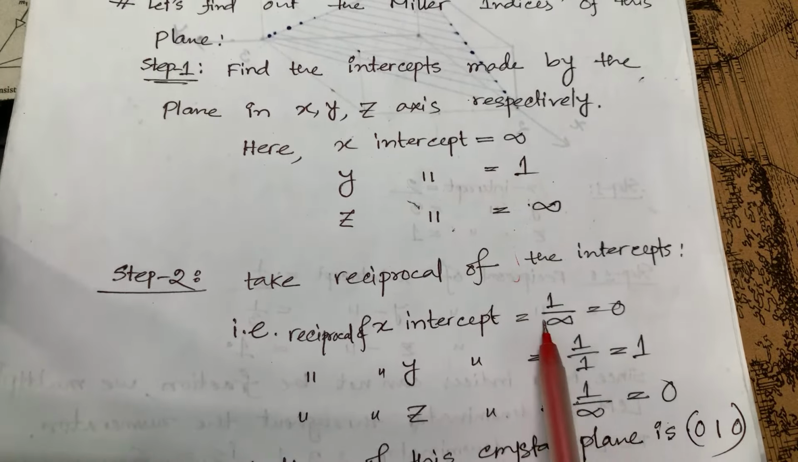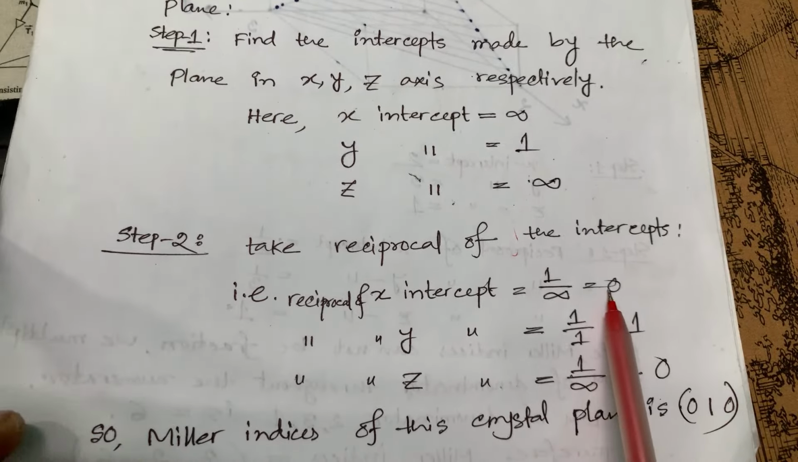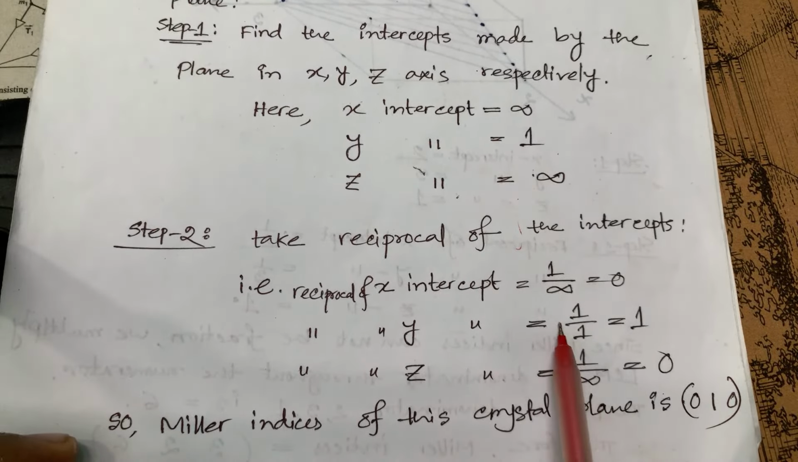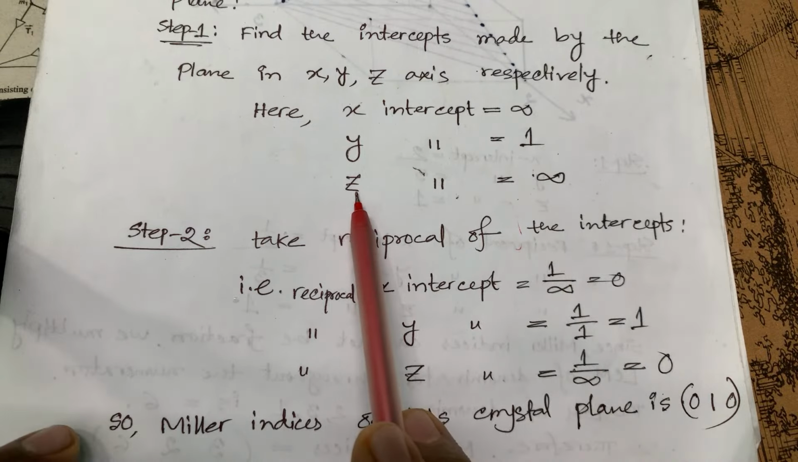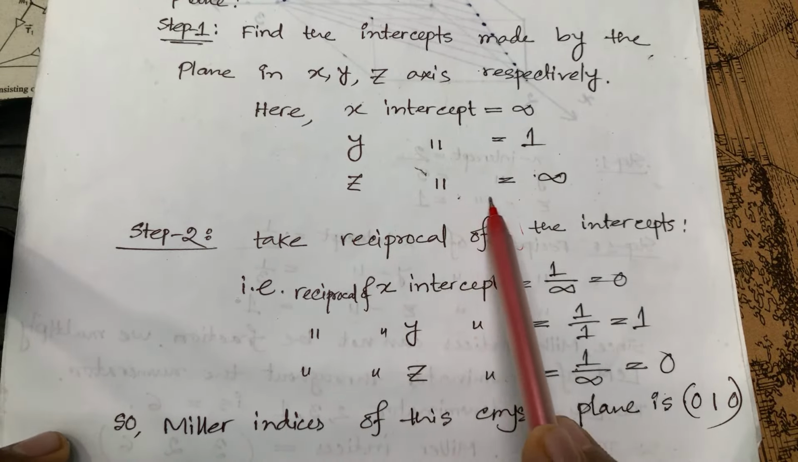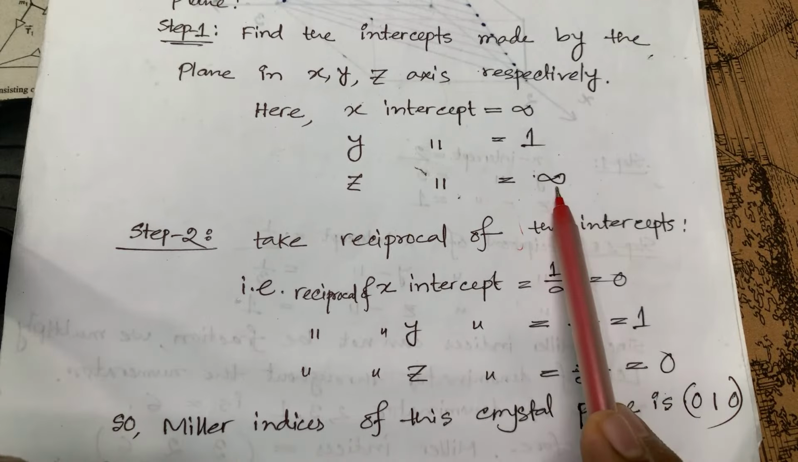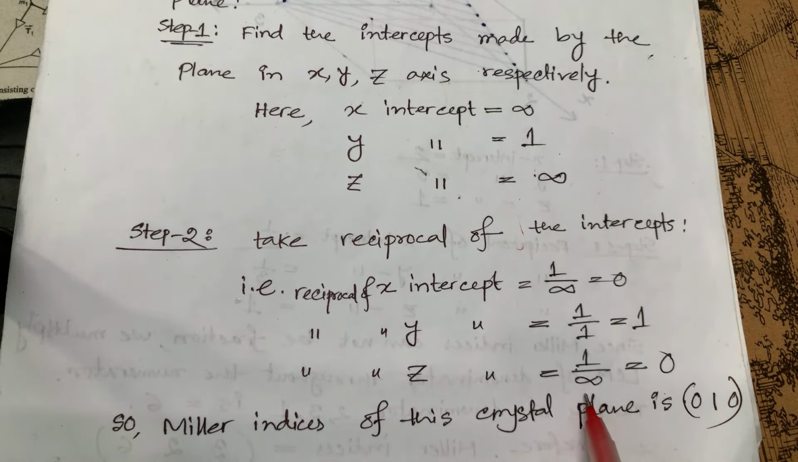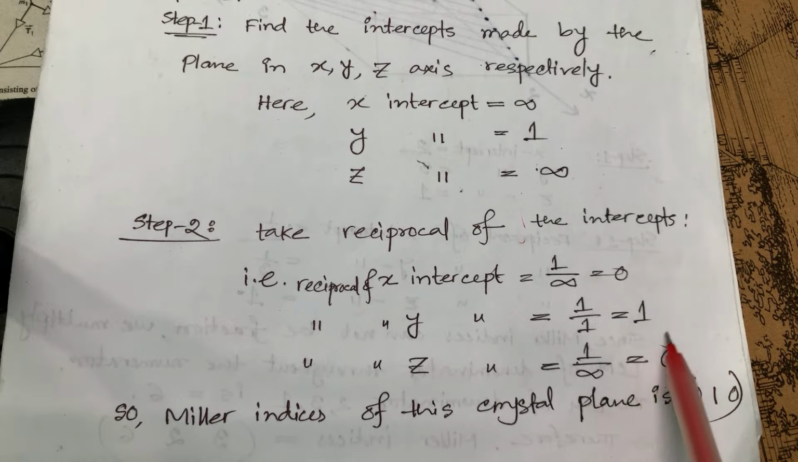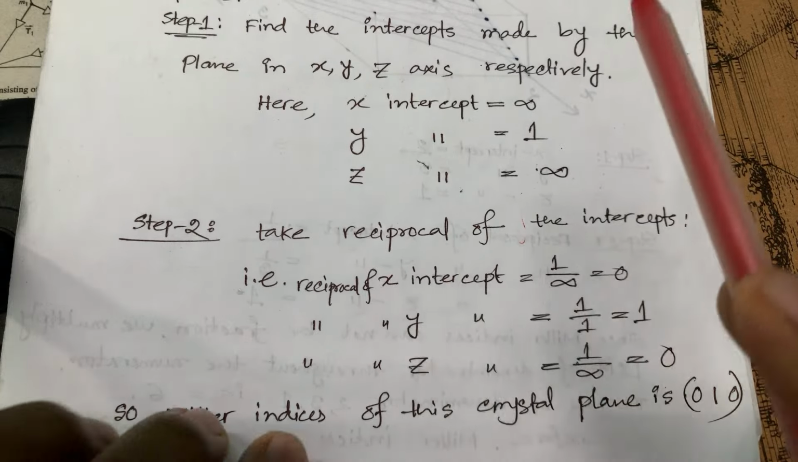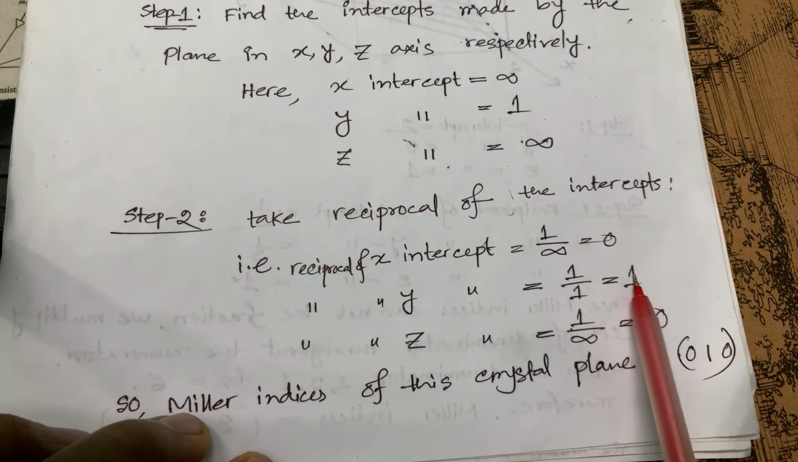Taking the reciprocal of infinity will give you 0. Taking the reciprocal of 1 will give you simply 1, because taking the opposite of 1 is always 1, right? Taking the reciprocal of the z-intercept, which is infinity, will give you 0. You know that 1 divided by infinity is 0. So this is simply the Miller indices here. Our Miller indices of this particular plane is 0, 1, 0.